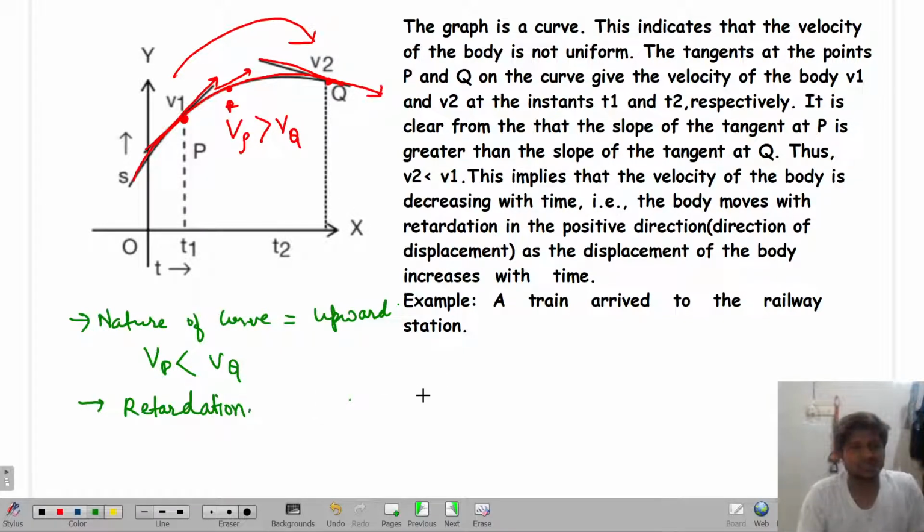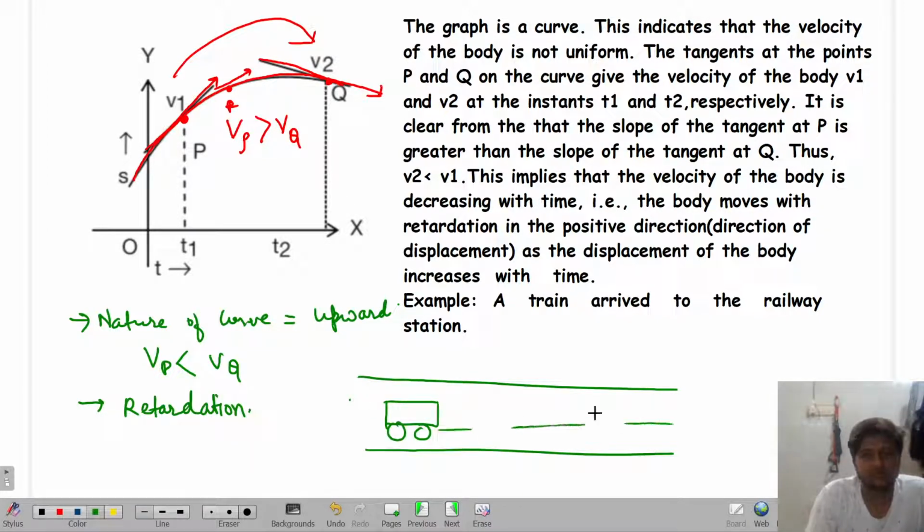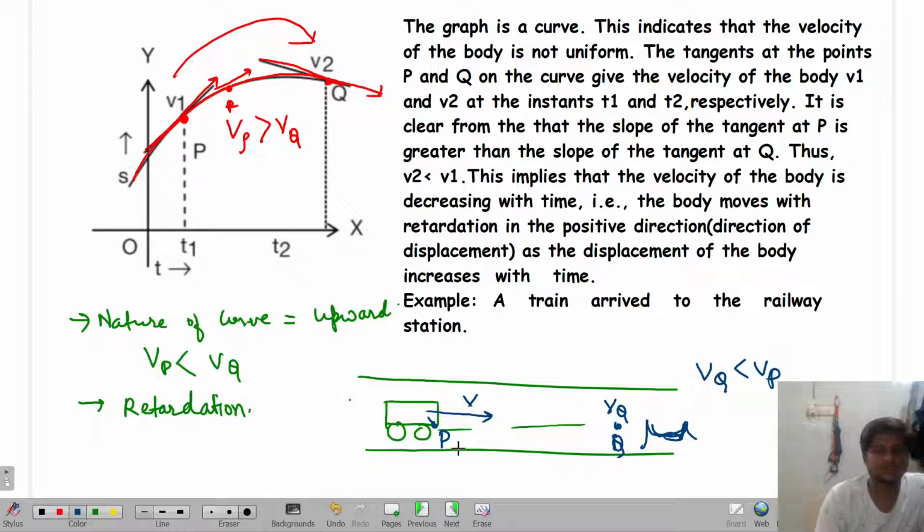Try to understand. Let's suppose a road is there, and a bus is there over here. It was moving with some velocity on this straight path. Then suppose there is one pit over here, and the bus applies some brake. If the bus comes over here to this point Q, and this is my point P, what you are going to observe is that the velocity of the bus at point Q is less than the velocity of the bus at point P.